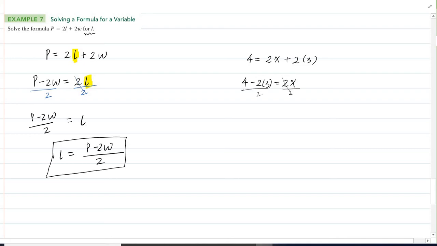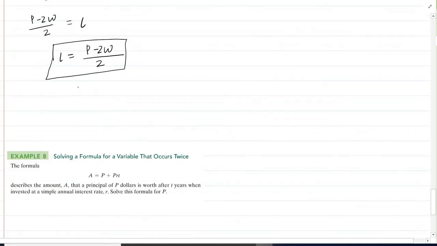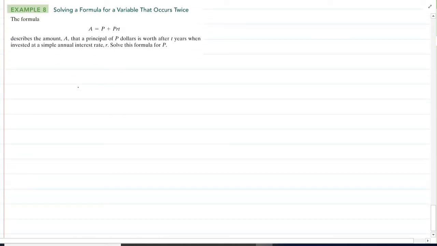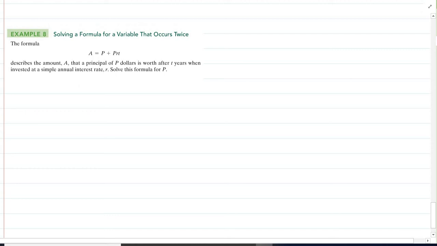Okay? Alright, let's go ahead and work on example 8. Again, we're solving a formula for a variable that occurs twice. So we have A equals P plus PRT. Okay? So it's nice to know what this formula is for, but we just want to solve for P, for right now. So we're going to write it down one more time. A equals P plus PRT.